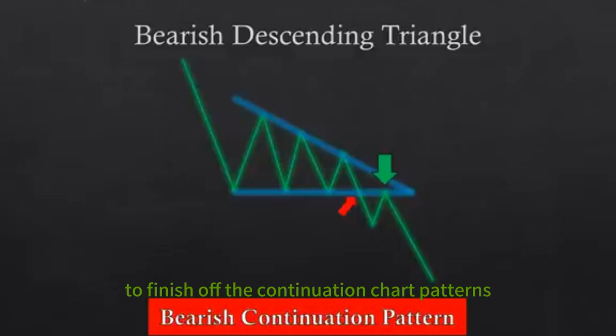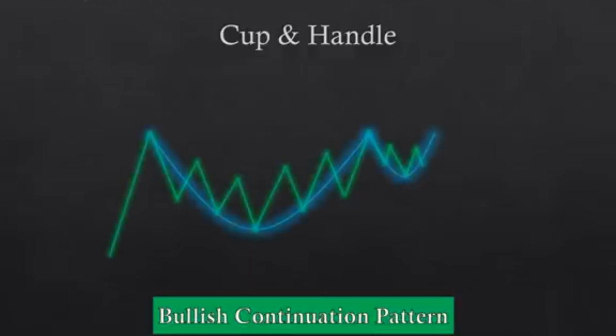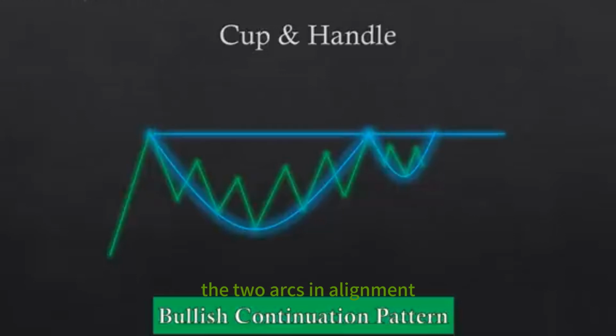To finish off the continuation chart patterns, we have the cup and handle pattern, which has a bullish and a bearish variation. Let's begin with the bullish variation first. The cup and handle is formed by 2 convex arcs. One large arc, followed by one small arc, where the highs seem to be hitting a resistance wall. The 2 arcs in alignment make the price pattern resemble a cup and handle, hence the name.